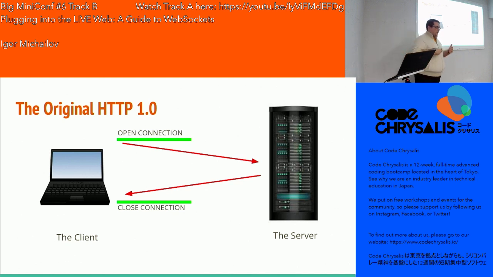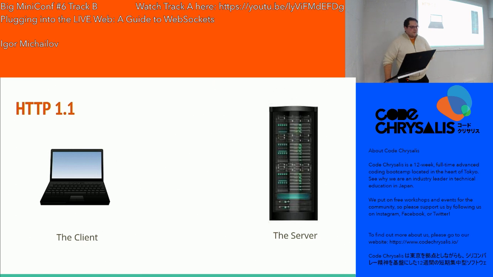If we wanted an additional file, we'd have to open a new connection, do the same thing, and the connection would close again. That worked, but each time opening and closing the connection was taxing on the server, so they had to do additional processing for it. For that reason came HTTP 1.1, which allowed for persistent connections.